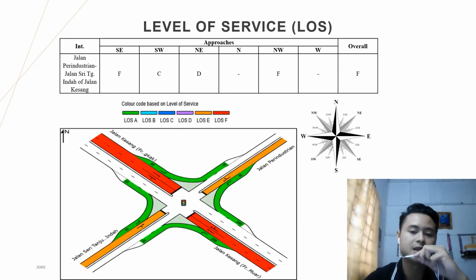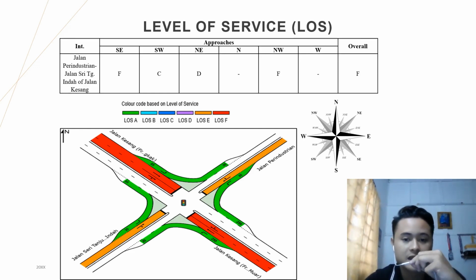Level of service for a signalized intersection can be obtained based on the value of the delay per vehicle. So this table and figure show the level of service analysis and result of the evening peak hour at the signalized intersection, Jalan Perindustrian, Jalan Sri Tanjung Indah and Jalan Kesang. I analyzed the level of service of the signalized intersection using SIDRA 8.0 software. The level of service in the southeast and northwest was LOS F, while the level of service in the northeast and southwest was LOS D and LOS C respectively.